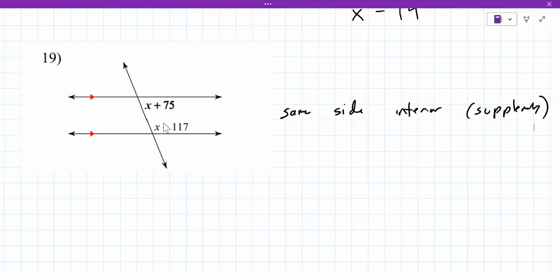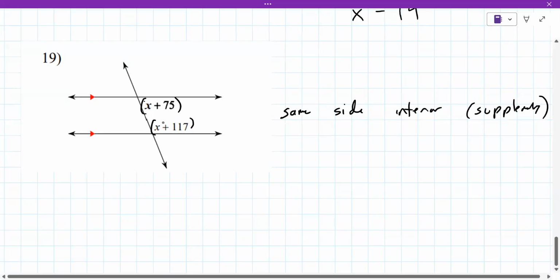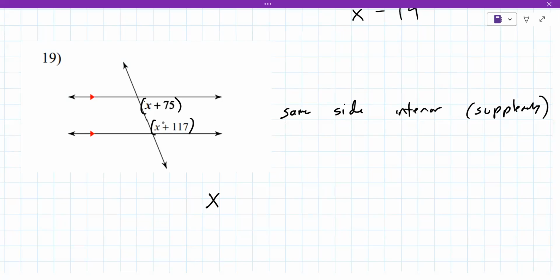Wait, but what do I do about the X's? They're part of it. Like this is part of the angle, this is part of the angle. So these two things add up to 180. Yes.